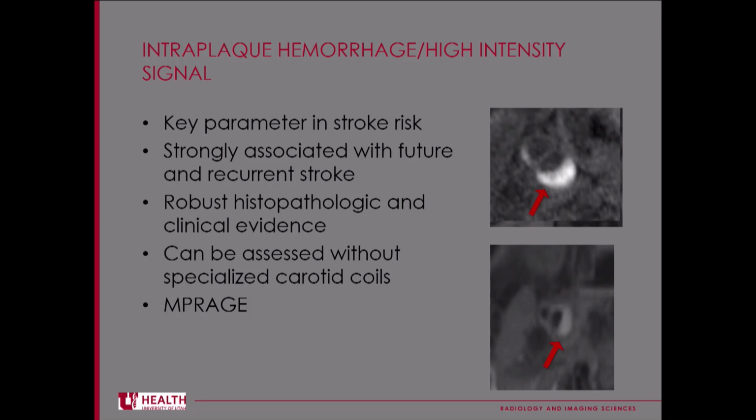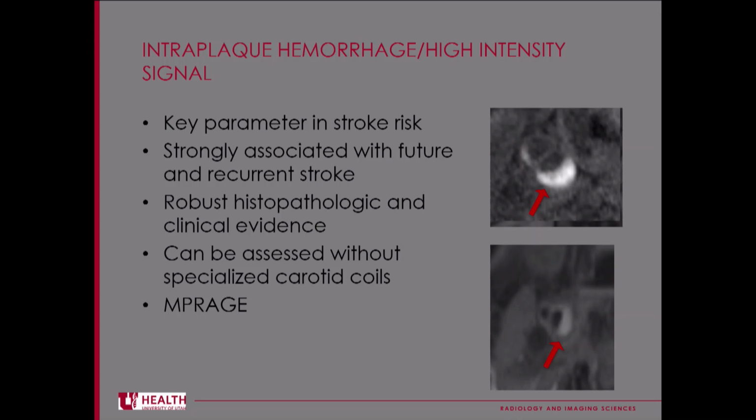And the strongest marker, a really key parameter for stroke risk in vascular imaging, is intraplaque hemorrhage, or even just a high intensity signal that we see. And we've talked about this for many years here at this conference and throughout, but it's really very strongly associated with future and recurrent stroke.